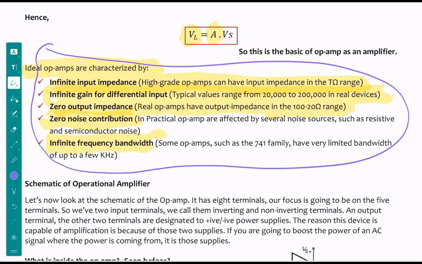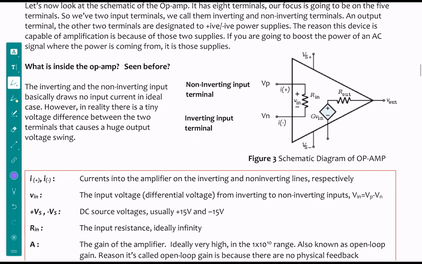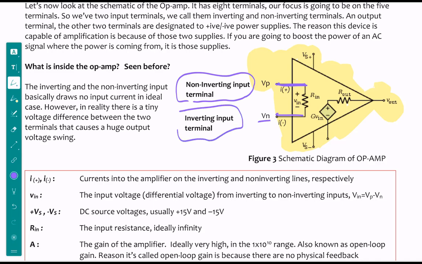Okay, now again, practically it's not possible to have those things, so these are the practical values associated. Now I want to introduce the schematic of the operational amplifier. How does an operational amplifier look on a specification sheet? Well, the symbol is right here. It will look something like this, a rectangle, triangle sort of thing. You have these input terminals right here. VP is the V positive terminal, also referred to as the non-inverting input terminal. VN is the negative terminal, also referred to as the inverting input terminal.